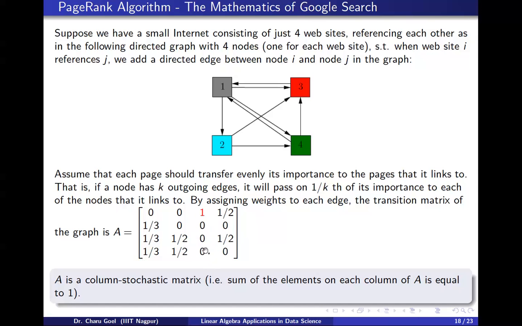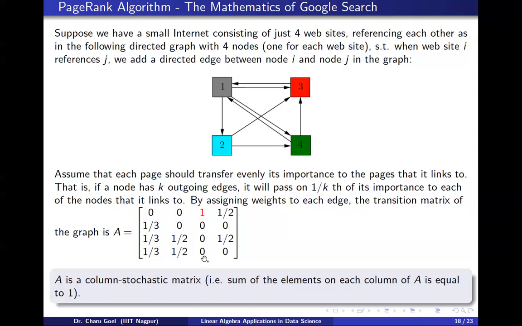Ma'am, I wanted to ask, is it possible that any page doesn't refer to any of the four? Yes, I was coming to it. And how would we rank in that case? Yes, I am coming to it. That's why I have made this one red, because let's say page 3 doesn't refer to anybody. It is not referring to 1, 2, 3, 4. So we'll have a 0 column here.